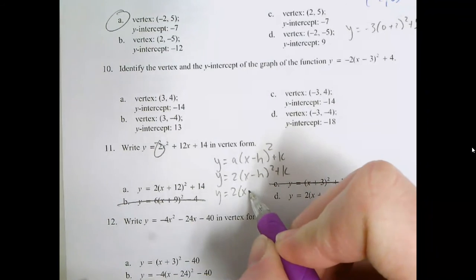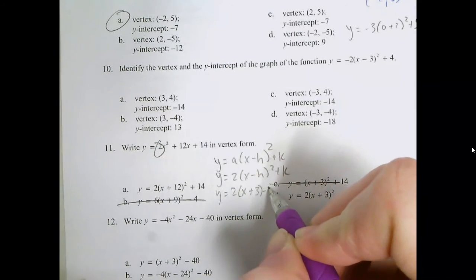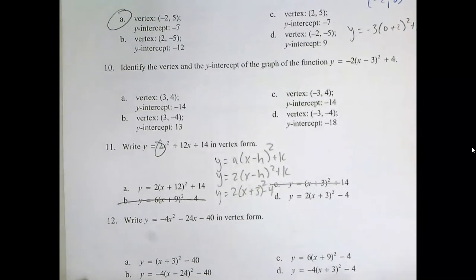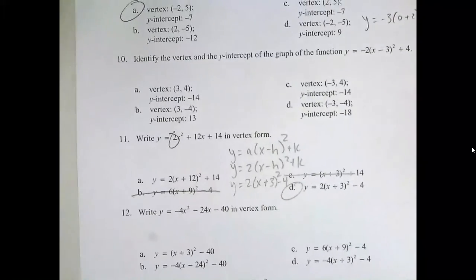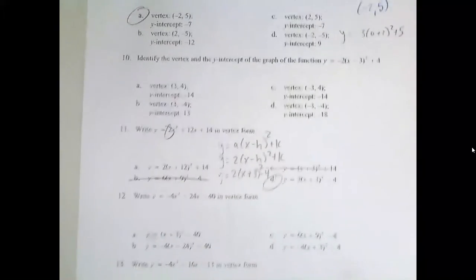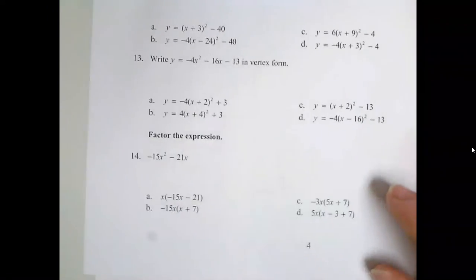So negative makes a +3, and then -4. Correct answer of D there. Do number 12 and 13 the exact same way, so I'm going to skip those.